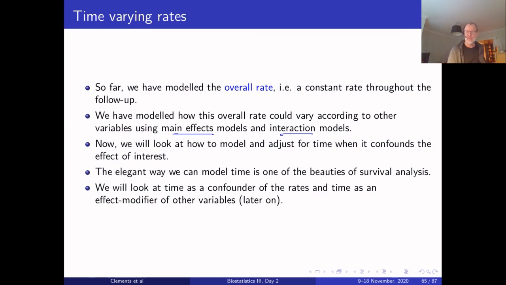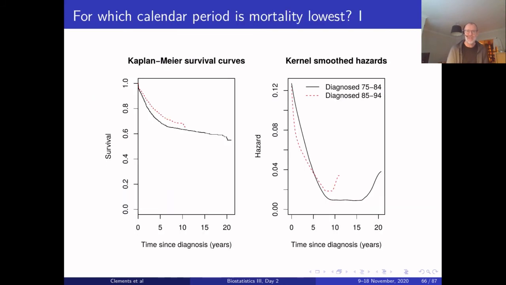First of all, we'll look at using time as a confounder, and then we'll also look at time as being an effect modifier. Okay, for which calendar period is mortality lowest? Initially, we look at survival using Kaplan-Meier, and it looks like the slope here is quite steep, and then the slope decreases here. So the survival is changing comparatively slowly here and here, but it's much faster here.